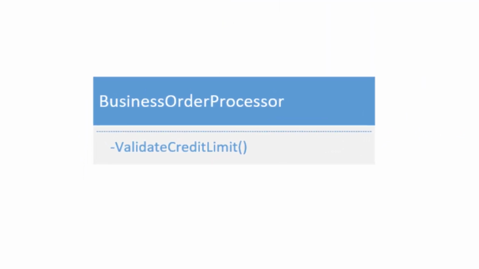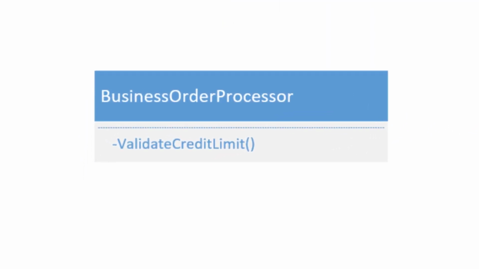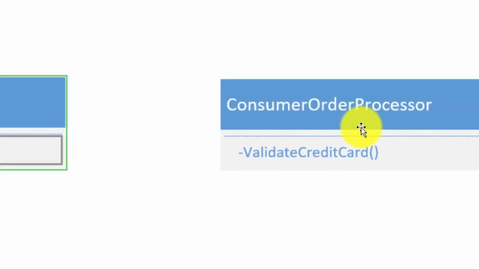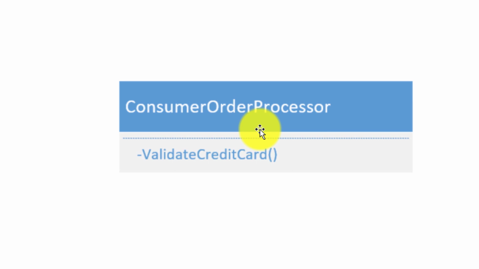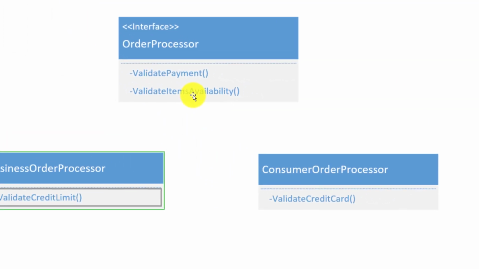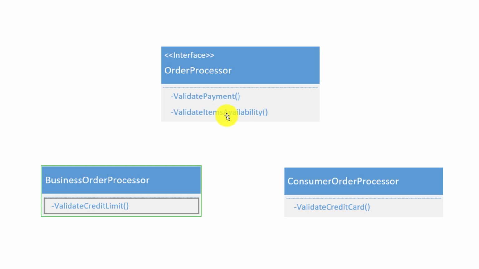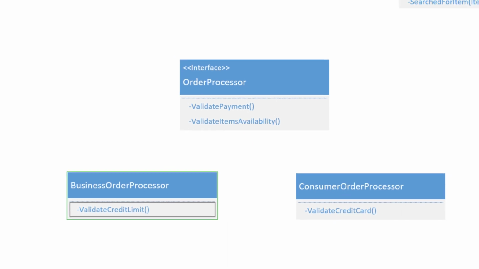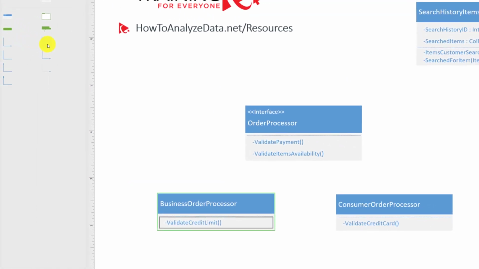Business order processor class will realize all the methods of the interface and implement them, as well as implement one additional business order specific method, which is validate credit limit. A very similar situation we will do with consumer order processor. Consumer order processor will realize and implement all the methods of the order processor interface, as well as a consumer specific method, which is validate credit card. To show a realization relationship between classes and interface, we can use the realization stencil. Once you bring it into the diagram, you can connect it to the relevant objects.